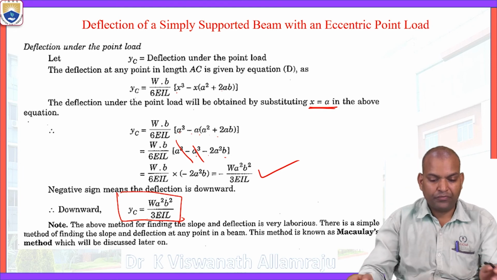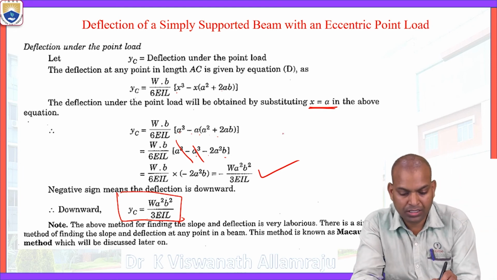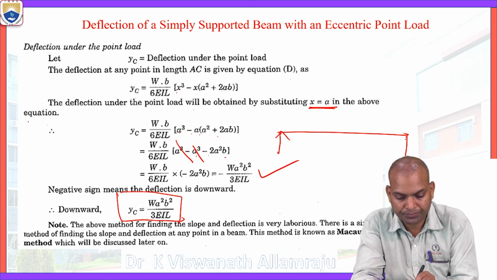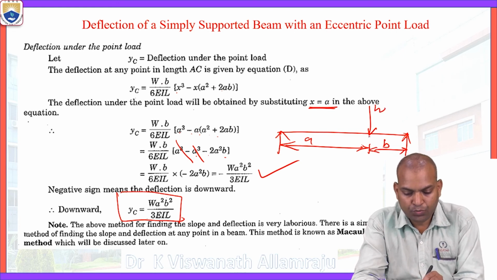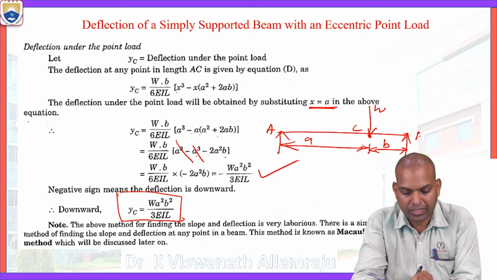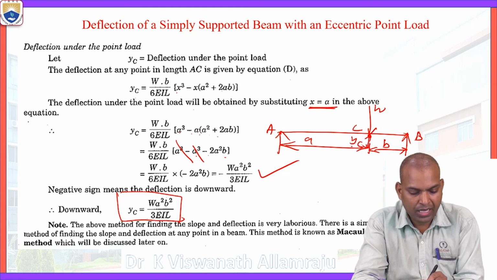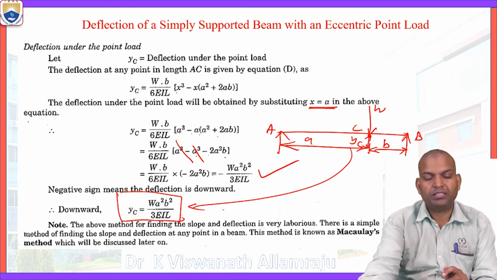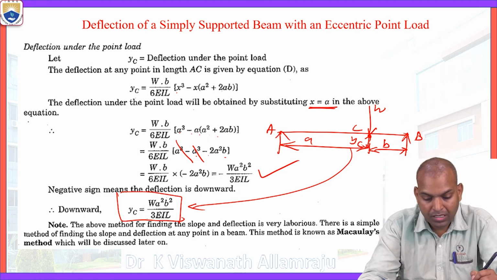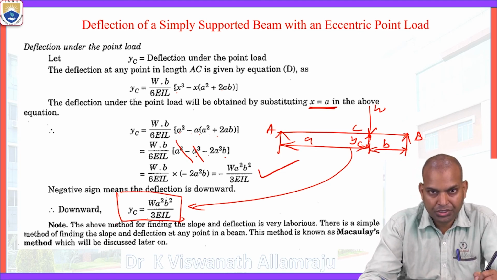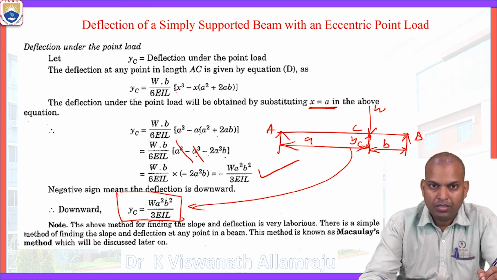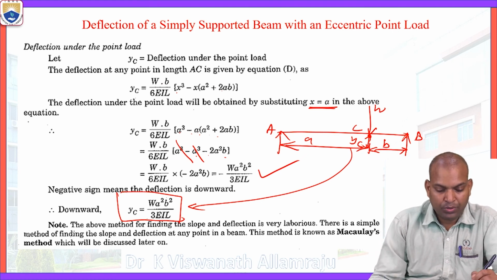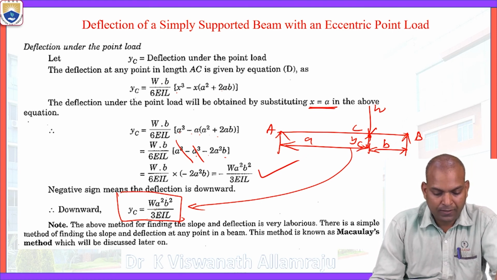This is the deflection equation at the concentrated load, the eccentric load, which is at a distance of A from the left support and B from the right support. At this point C, the deflection is yc. The yc value is w a square b square by 3EI l. This is the derived deflection at point C where the concentrated load is acting. This is the formula.